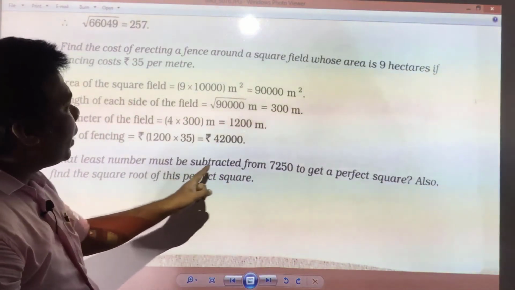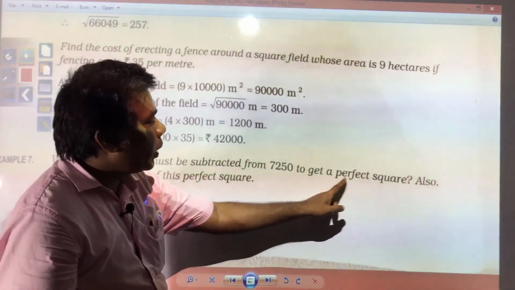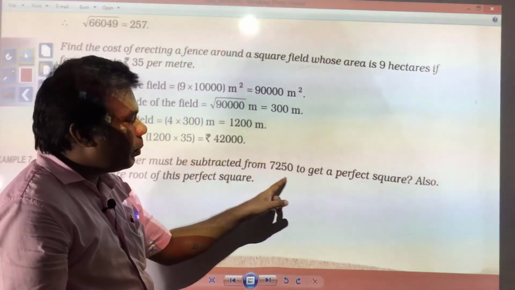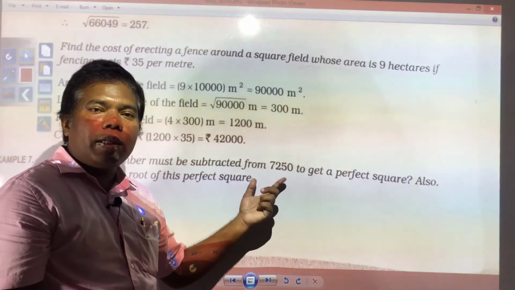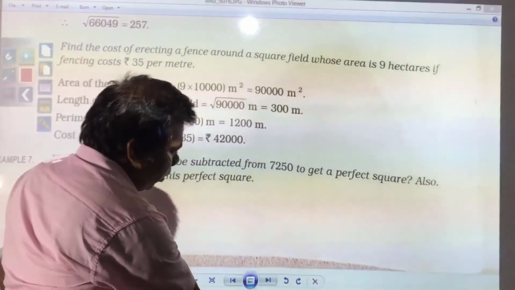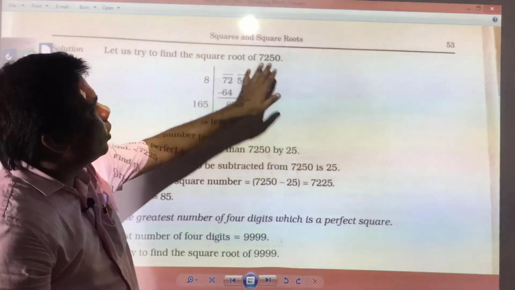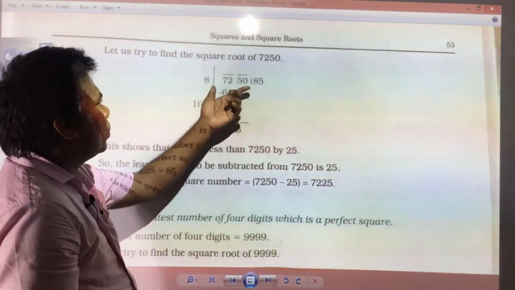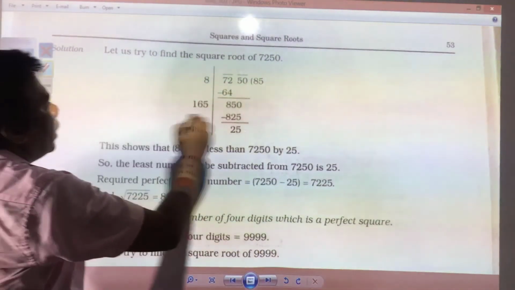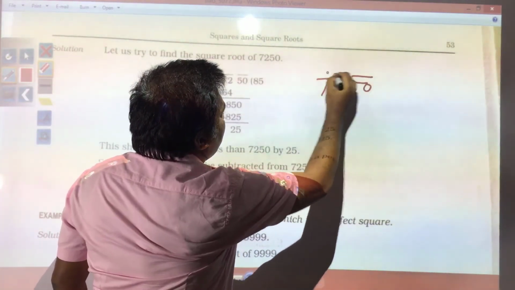What least number must be subtracted from 7250 to get a perfect square? For making it a perfect square, what least number is required to be subtracted from this? You see how it will be solved. Let us try to find the square root of 7250. The same method will be applied. It is needed to be paired: 72, 50. This has been done.